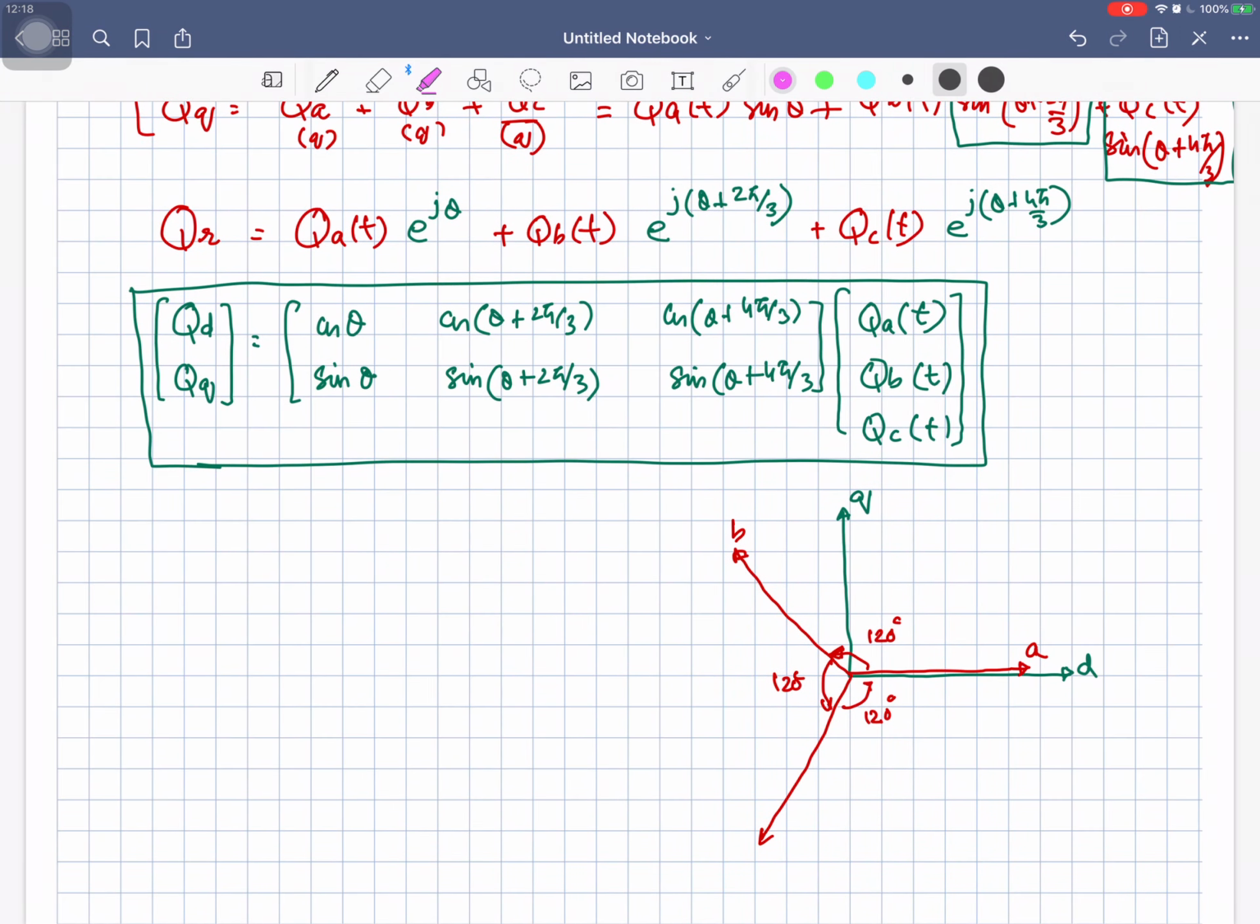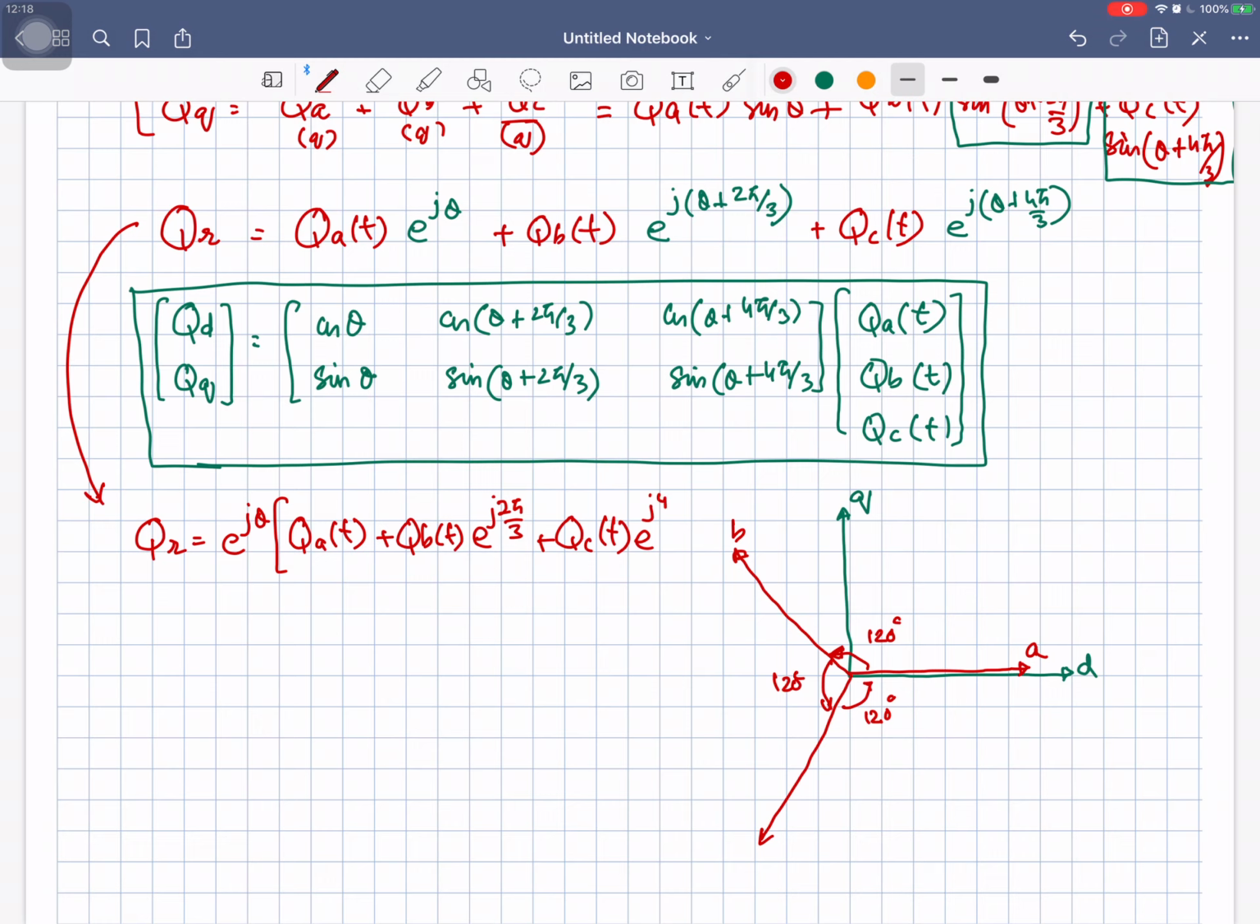So for this particular case, I can write down the equation like that: QR is equal to, from this equation I can take e raised to the power j theta common out, and this will be QAT plus QBT into e raised to the power j 2 pi by 3 plus QCT into e raised to the power j 4 pi by 3. And as we are going to take theta equal to 0, e raised to the power 0 will be equal to 1. So our resultant vector will be simply QAT plus QBT e raised to the power j 2 pi by 3 plus QCT into e raised to the power j 4 pi by 3.